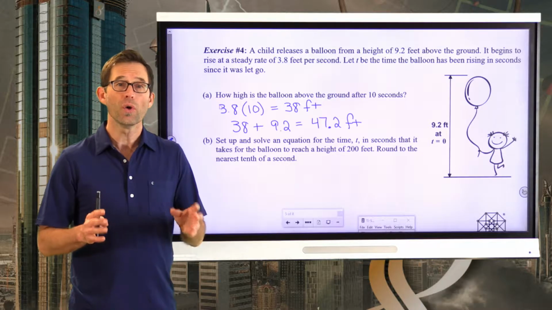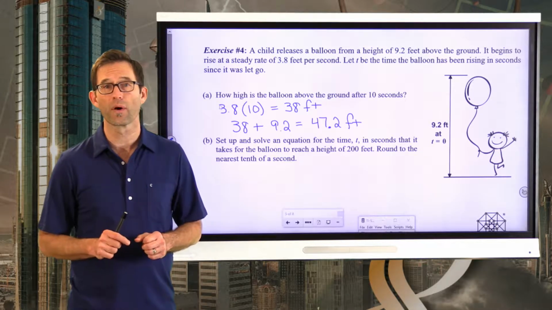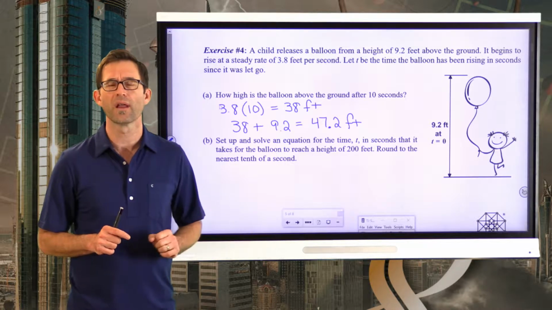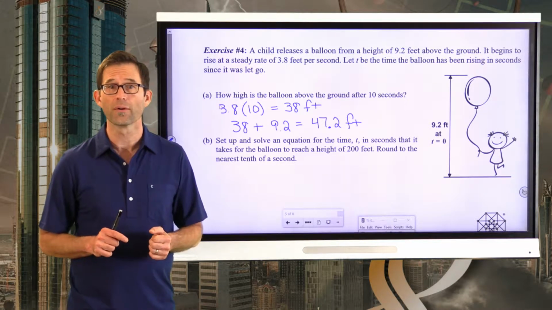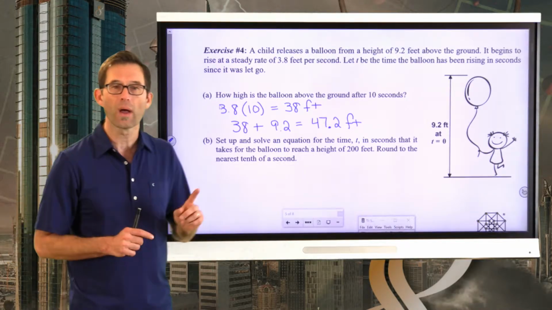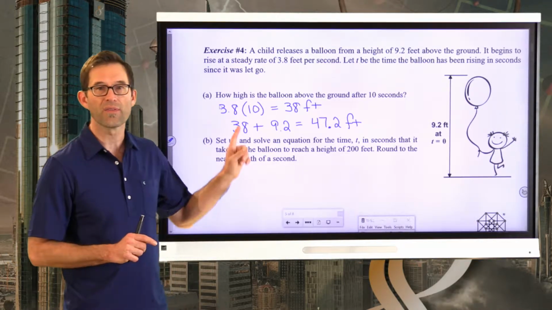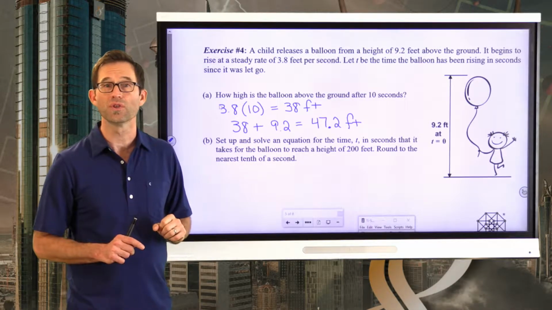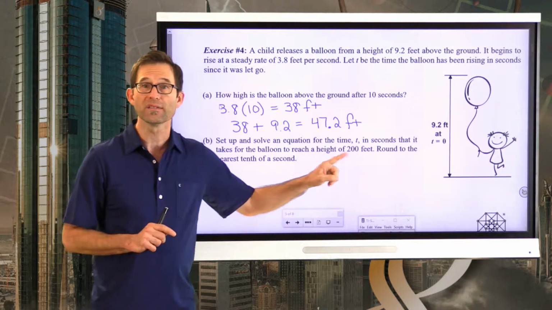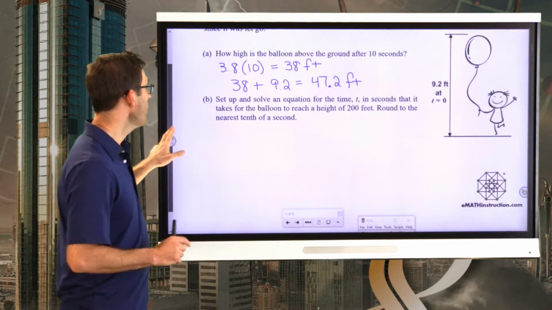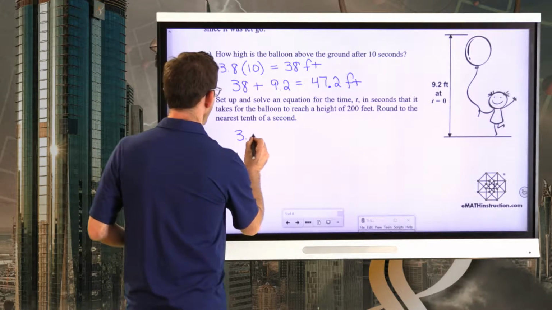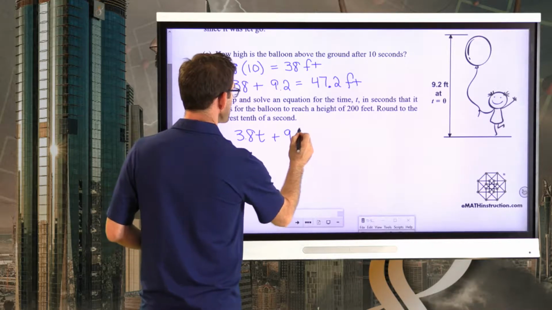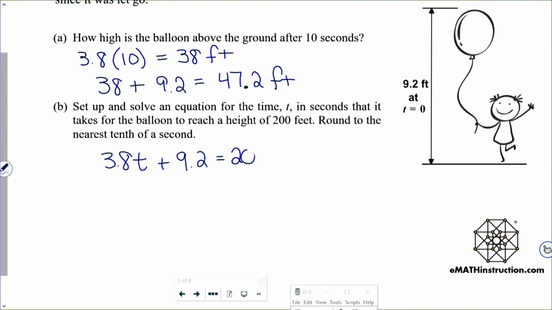Now, by the way, notice in this case, the problem is telling us we're going to have to round our final answer, which means probably we're going to get some ugliness that the calculator is going to help us with, and ultimately we'll need to round. Now, how do we set up this equation? Well, we know we're going to have to take the amount of time and multiply it by 3.8, and then add 9.2 to it. And I want to know when that is equal to 200. So the equation I'm going to have is 3.8 times my amount of time plus 9.2 is equal to 200.